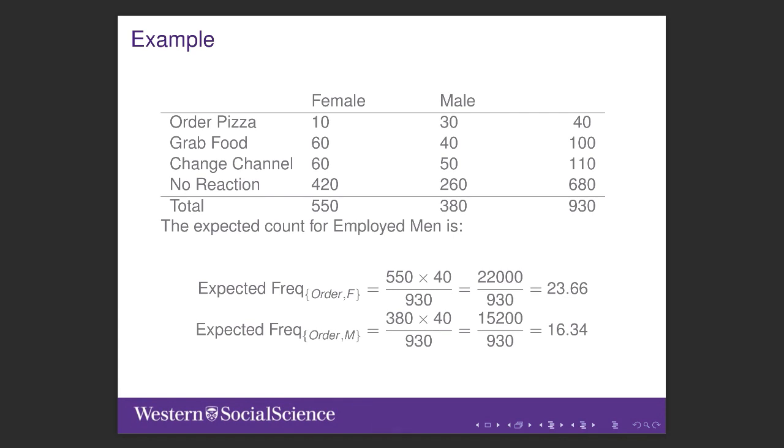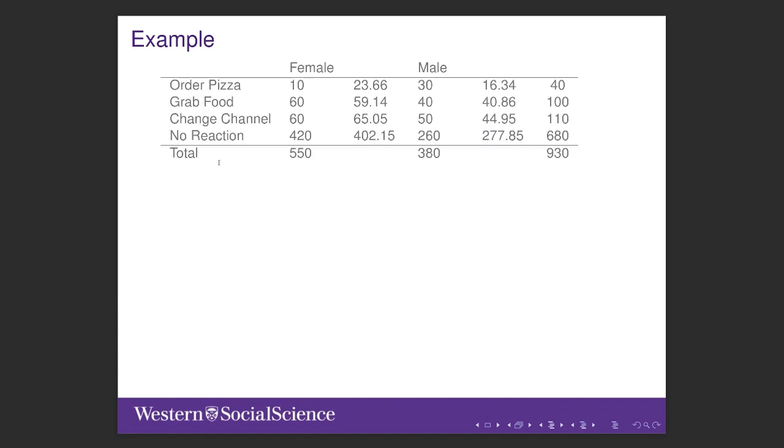We could do the same thing for men, taking the product of 380 and 40 and dividing that product by 930, which gives us 16.34. Let's fill in the rest of them. You're welcome to pause here and calculate a couple of the others by hand if you like to make sure that you understand how the formula works.